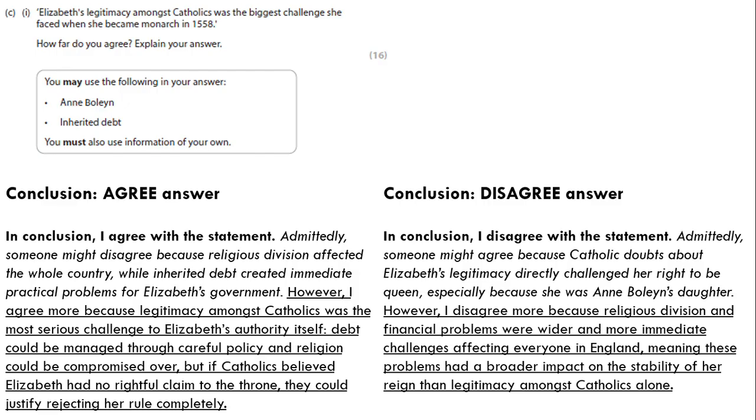So the scale of the impact there being used as criteria. The scale of the impact and how deeply it affected people as well. So that's our first choice 16 marker.